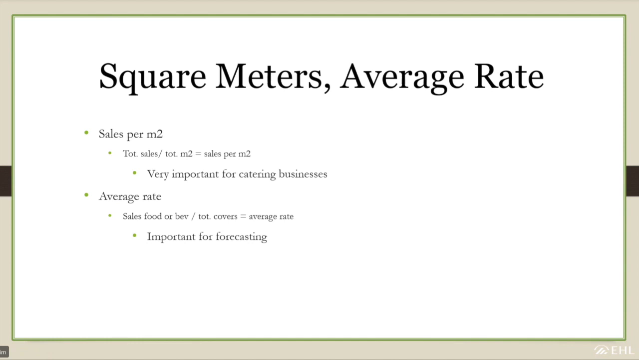And the average rate is the sales of food and beverage divided by the total covers, which is the average rate or the average check, however you would say it. This is very important for forecasting, because when we know how much our customers spend, we can adapt our menu, we can adapt our forecasting.